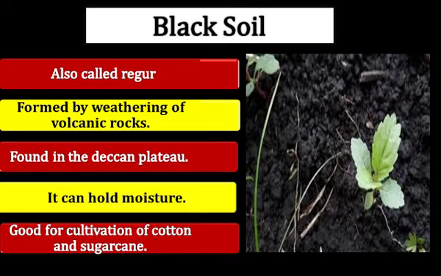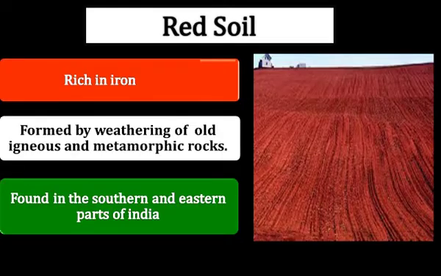Next, black soil. Black soil, also called regur, is formed by the breakdown of volcanic rocks. It is found in the Deccan Plateau. It can hold moisture because it is made up of fine clay material. It is good for the cultivation of cotton and sugarcane. It covers the northwestern part of the peninsular plateau in the states of Maharashtra, Gujarat, Madhya Pradesh, and parts of Telangana.